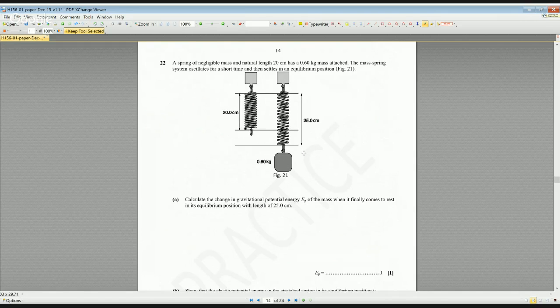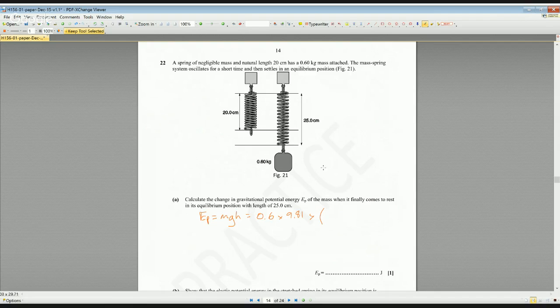when it finally comes to rest in its equilibrium position. So the change in the gravitational potential energy here is due to a change in the height. So gravitational potential energy is equal to mass times g times the height. We know the mass of the block is 6 kilograms. Multiply that by 9.81. Multiply that by the change in the height.